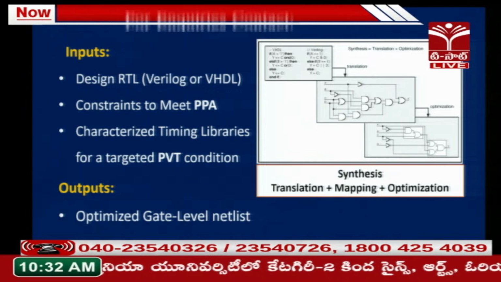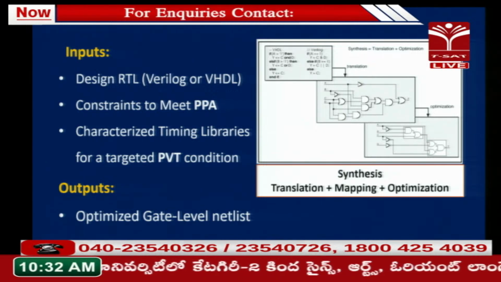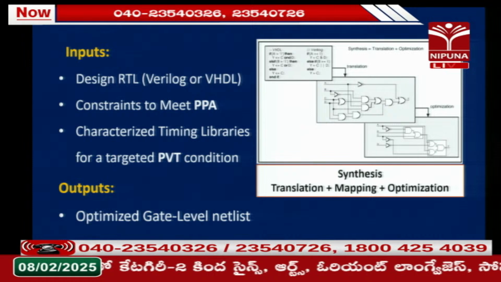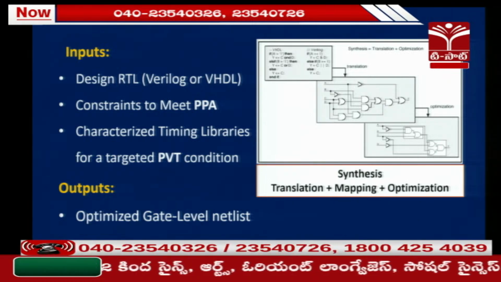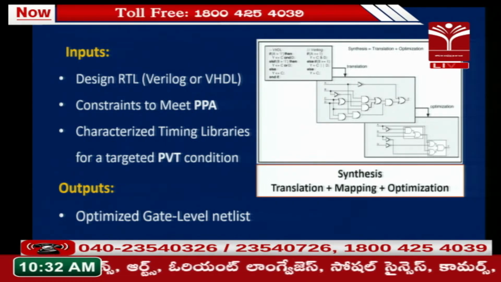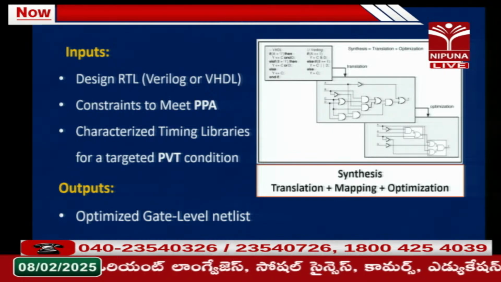In fact, that initial stage after translation is a generic one. You don't have any specific parameters for those gates, which means you can't see any cell delay, power numbers, or area numbers for those gates. That is called generic gates.